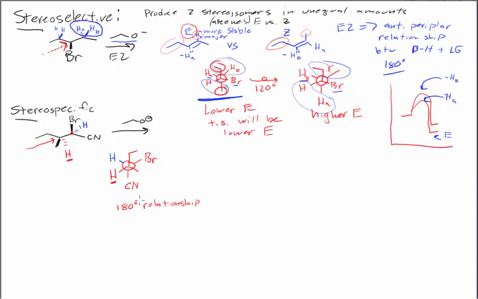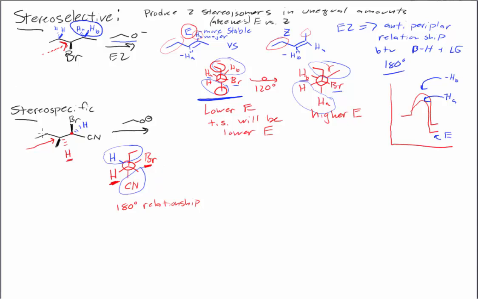Other times we may have to rotate the Newman projection. So now we can remove the H and the Br. Remember, there's only one choice here, so it doesn't matter what the size of our base is. It doesn't matter what everything else is. All we have to do is rotate our Newman projection so that the hydrogen is 180 from the leaving group, and that will give us an alkene that has the blue hydrogen and the ethyl on one side of it, and the CN and the methyl on the other side.